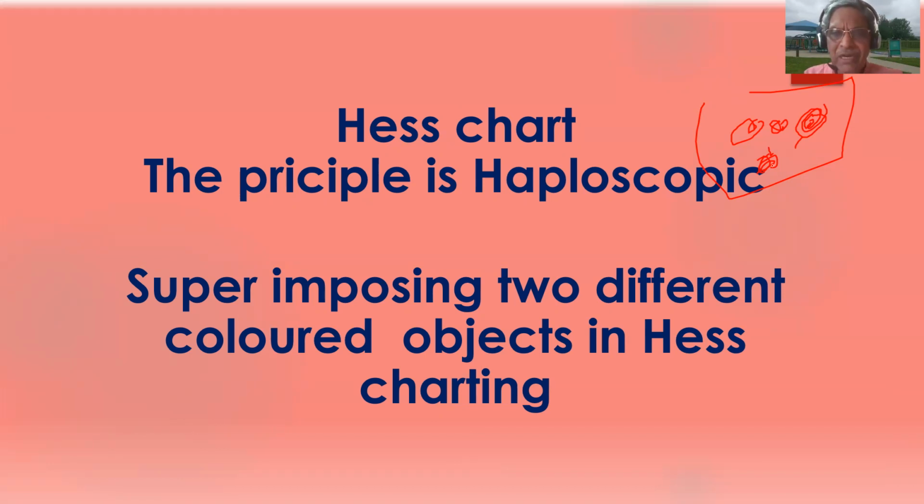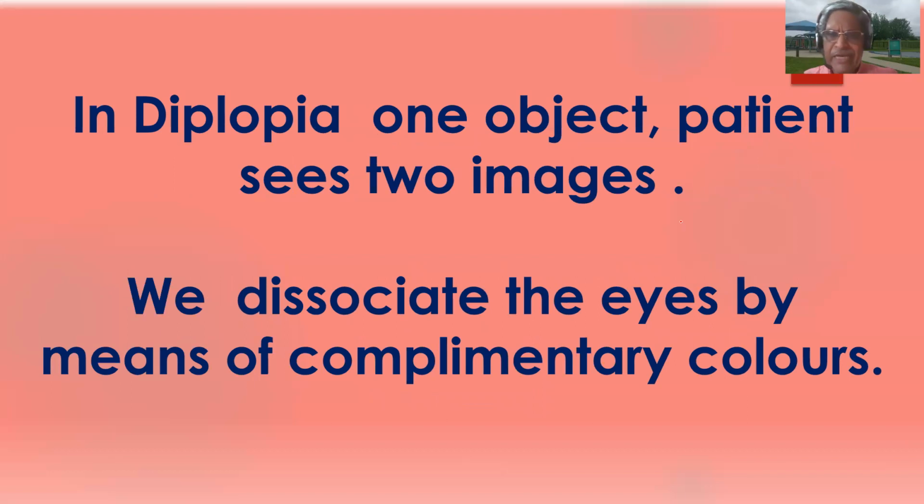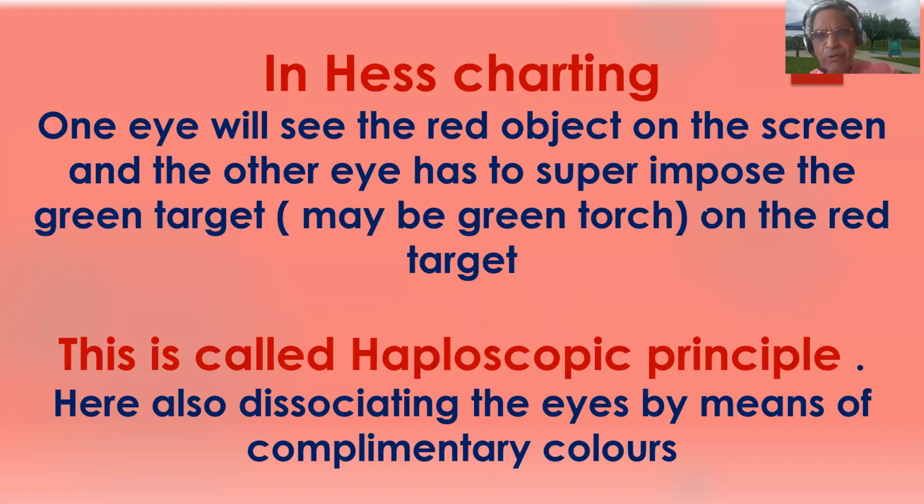Next, the same thing I told you. Here also, the principle is like Diplopia charting. You are having red and green goggles. That means you are dissociating the eyes by means of complementary colors. Apart from haploscopic, these complementary colors are used to find out the problems. As I told you in the beginning, one eye will see the red object on the screen, and the other eye has to superimpose the green target, maybe a green torch, on the red target. It's called the haploscopic principle.